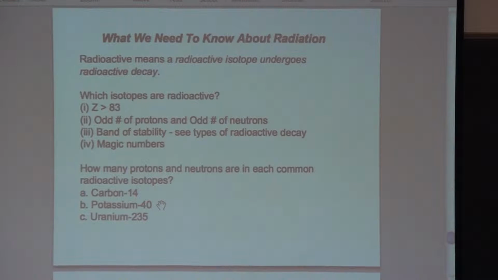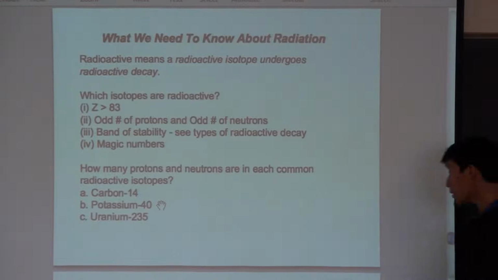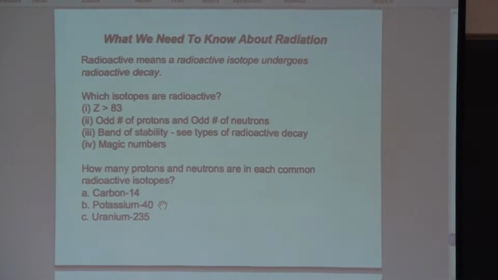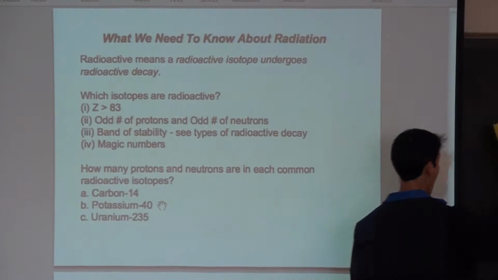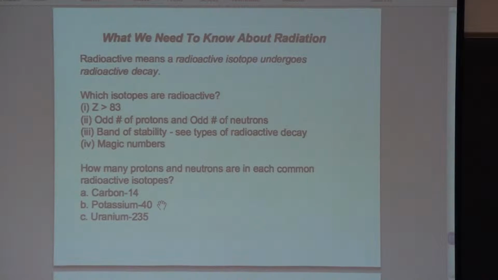Today in the lab, how many protons and neutrons are in potassium-40? Okay, so potassium-40, this is the nuclide symbol. What's the atomic number for potassium? Yeah, 19. So how many protons and neutrons in potassium-40? Yeah, so you have 19 protons and 21 neutrons. We'll look at U-235 next time.